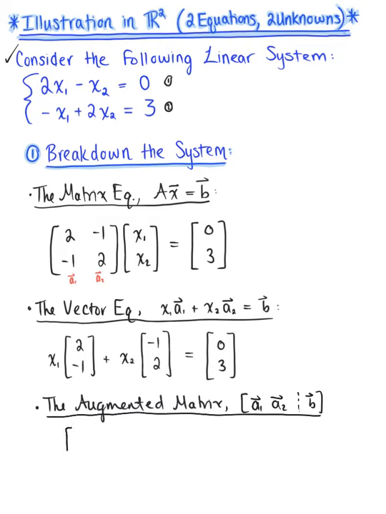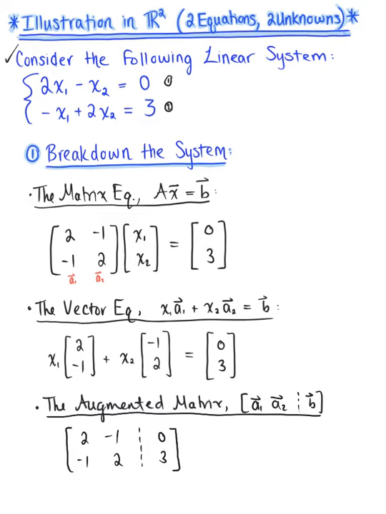So here we go. Our augmented matrix for this system has the first column 2, negative 1. Our second column is negative 1, 2. Again, there's your coefficient matrix. And we augment this with vector b, 0, 3. So there you have it.